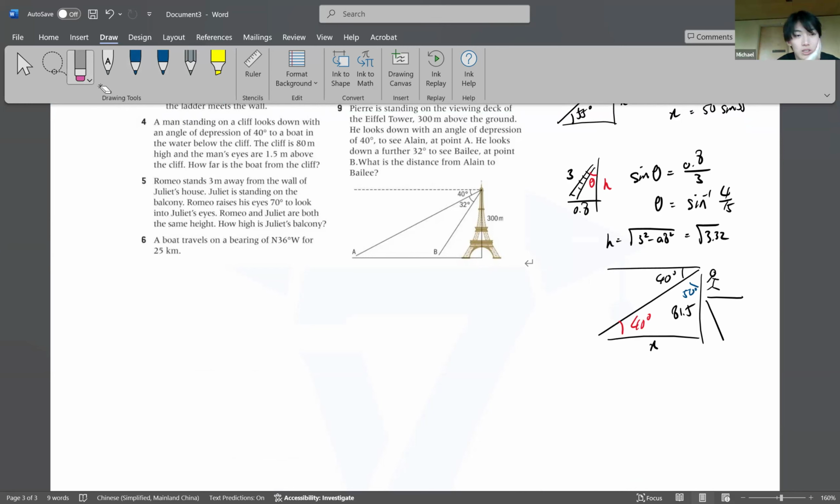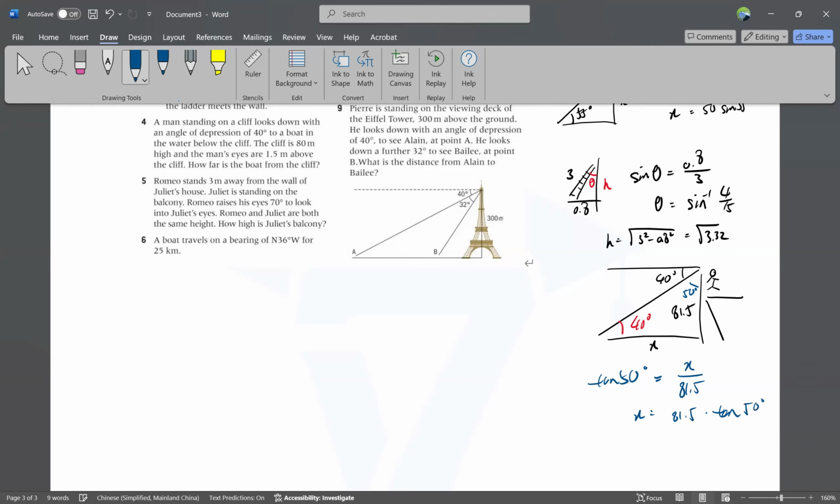Wait, where's Adriana? Let's say using tan 50, what do you get? tan 50 equals, should it be 81 over x? 81.5 over x. Where's the opposite of 50? x. Yeah, so it's opposite over 81. Oh, x over 81.5, my bad. So x equals 81.5 times tan 50.